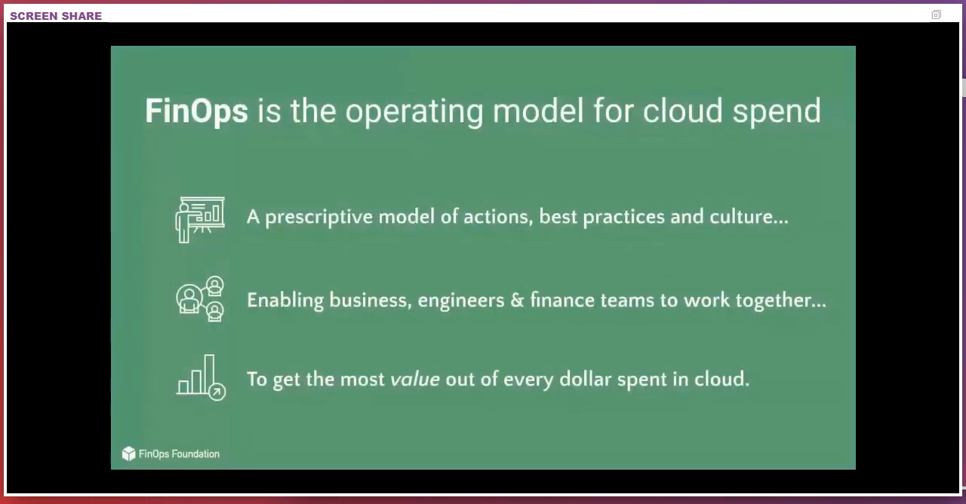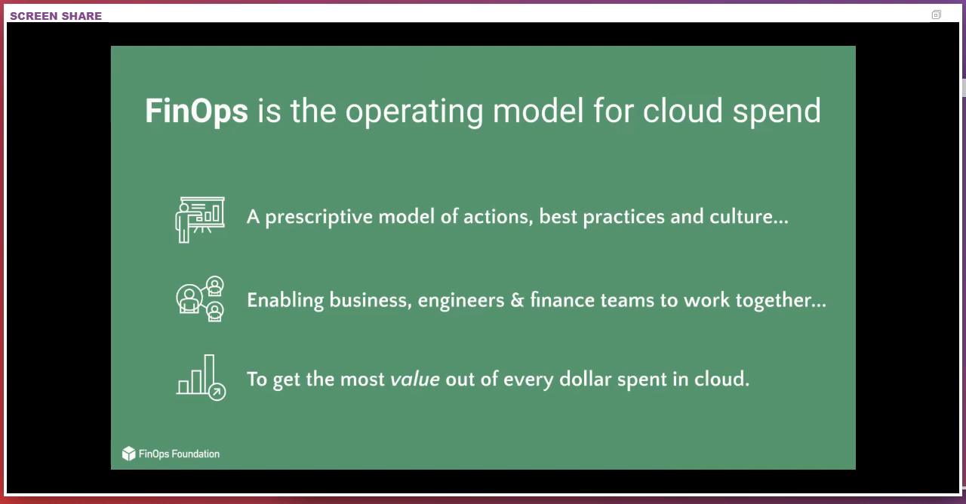And the work we're going to talk about today is really this. FinOps is essentially a set of practices. It's best practices, culture, and prescriptive actions that are there to bring together disparate teams, business teams, finance teams, engineering teams, so that they can work together to get the most value out of their cloud. It's not about saving money necessarily. It's about making the right decisions, right? The right business decisions for where to invest more or less.